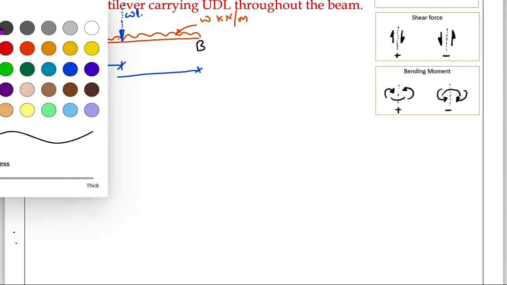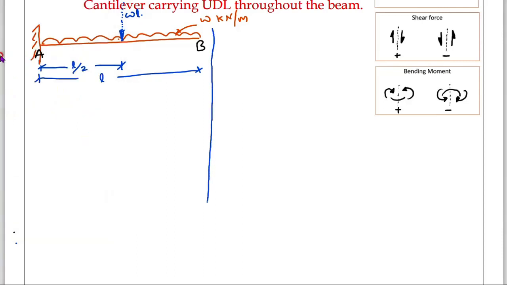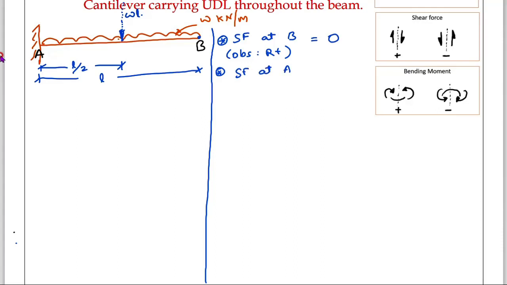Now we will write the shear force diagram. The first one, shear force at B. I can take it at B because there is no point load. Then where do you want to make observations? Observations on the right side. Right side, what are you seeing? Nothing. 0. Over. Then shear force at A. Then at A means this one.